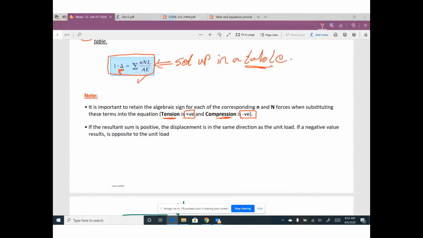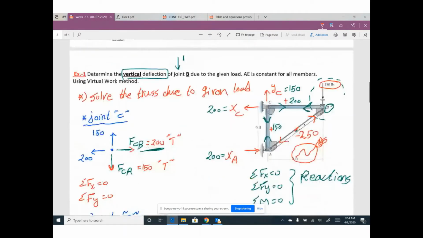And remember, in this virtual work method, to calculate deflection at any point in a truss, you need to keep in mind that if your member is in tension, your value must be positive. If your member is under compression, your value must be negative. This information is very important, and I will cover it today. We covered one example last time.